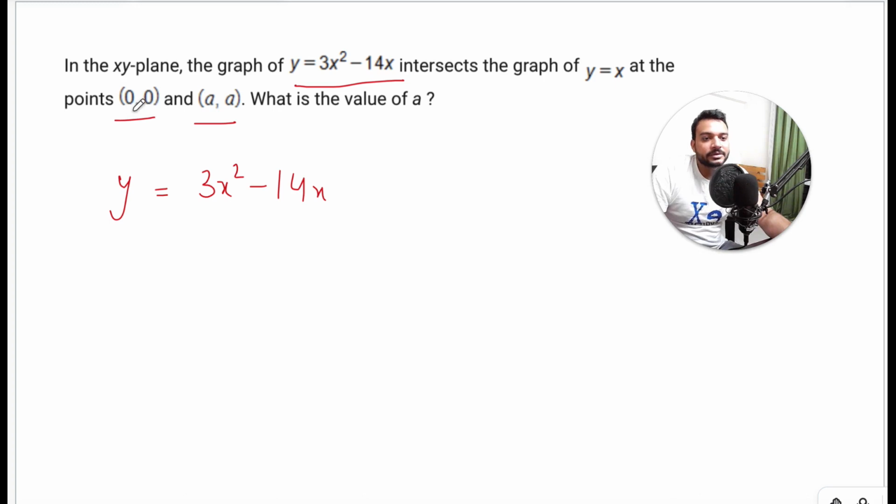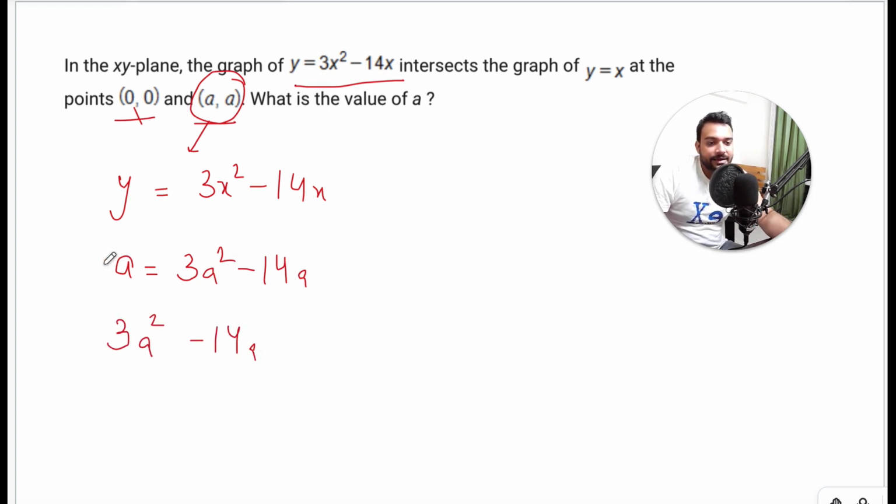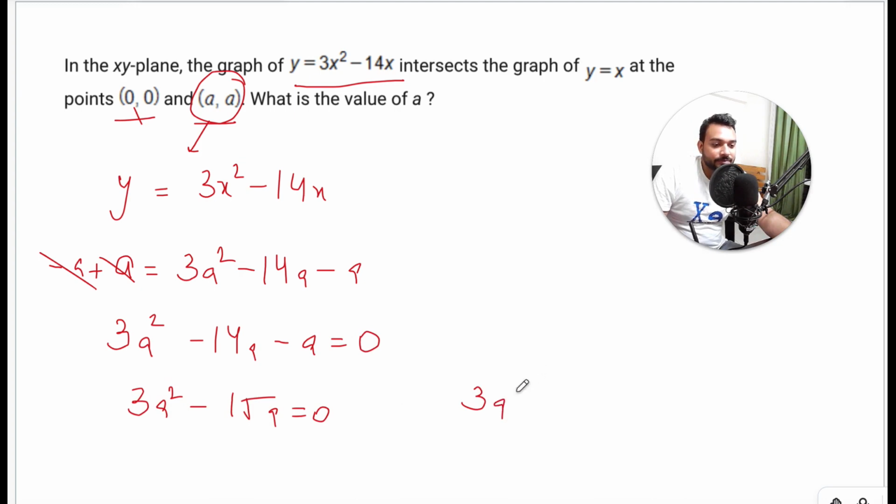Okay, so 0, 0 is one point and a. So let's place the a in both x and y because that's the point which satisfies this equation. So a is equal to 3a squared minus 14a because the x and y are the same at this point. Then I subtract an a on both sides. So this becomes 0. 3a squared minus 14a minus a is equal to 0. 3a squared minus 15a is 0. 3a common, take it outside. a minus 5 is equal to 0.